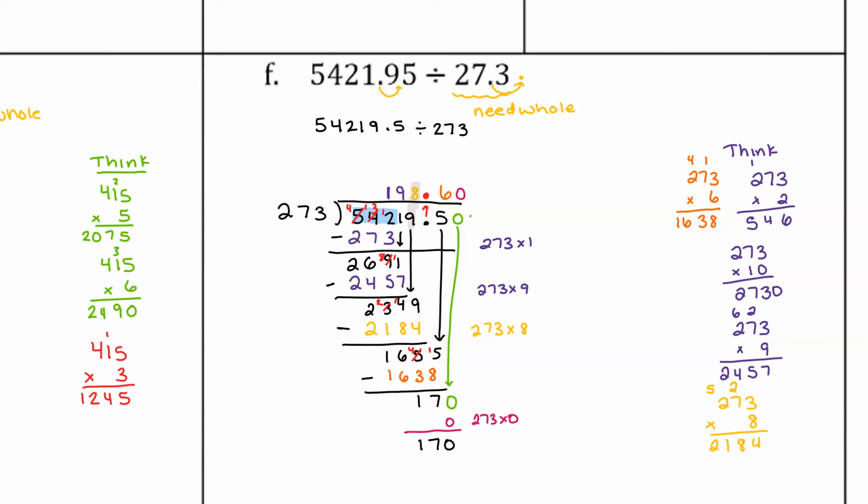Now I need another 0 to bring down. This is going to be my last one because then I'll have 3 decimals. So now we need to get close to 1700. I think that's 273 times 6. So remember, we did it here. 273 times 6 was 1638. That's pretty close to 1700. So let's do it again. 273 times 6. So I'll put a 6 here, and I'll put 1638 here.